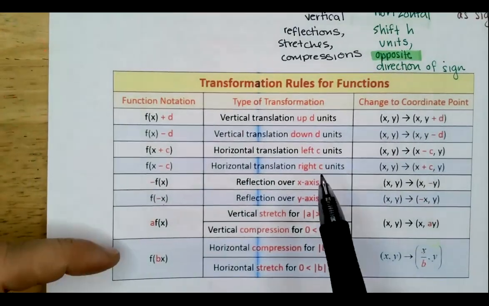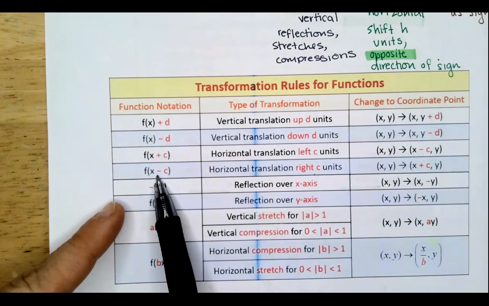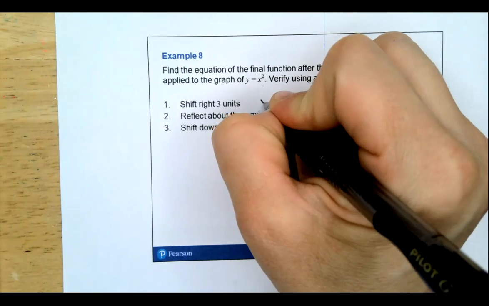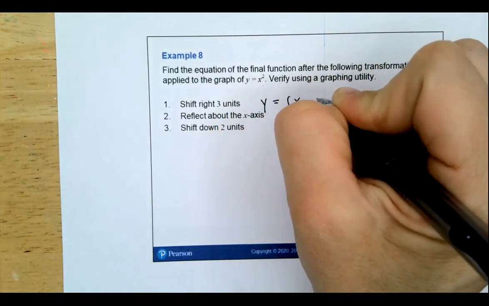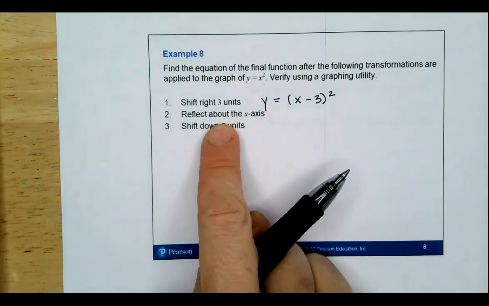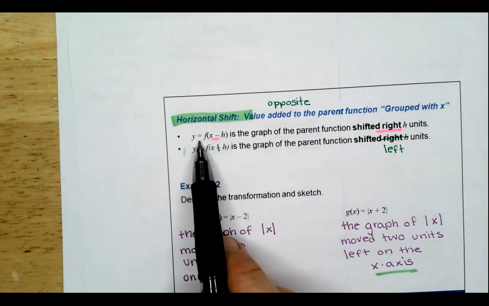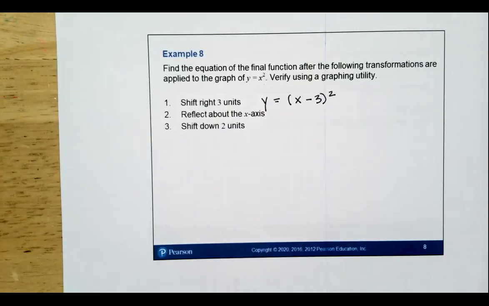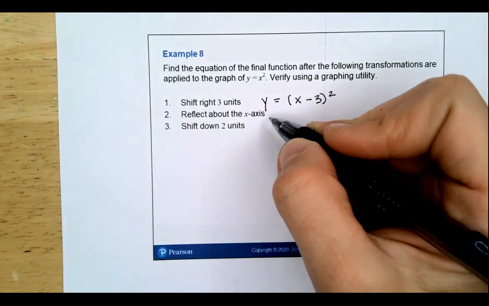Shift right 3 units. Shift right 3 units means we're going to put a -3 inside the parentheses. So that's going to become y equals (x minus 3) squared, shifted right 3 units. y equals f of (x minus h) is the graph of the parent function shifted right h units. Okay, that works. So that's shifted right 3 units, reflected about the x-axis.